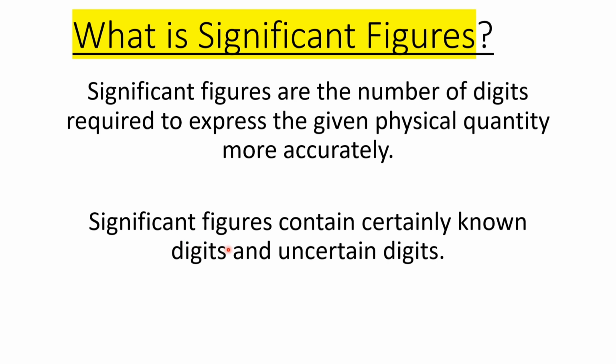Significant figures contain certainly known digits and uncertain digits. So significant figures are a mixture of certainly known digits, that means we are sure about those digits, and one digit we are not sure about. Okay, so significant figures are a mixture of certainly known digits as well as uncertain digits.